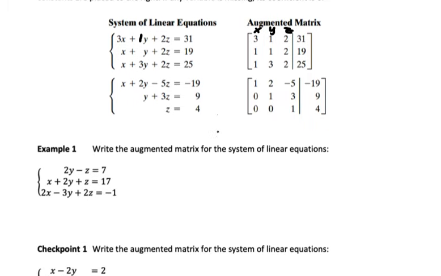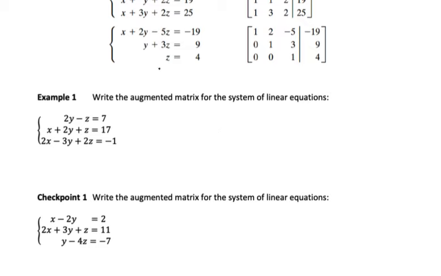So if we're going to write the augmented matrix for the system of linear equations, I'm going to start by drawing my square bracket, and then I'm going to put in the coefficients. For this, there is no x, and so there's going to be a 0 in the first element, the first column in the first row. Then we're going to have 2, negative 1. Then I'm going to draw the vertical line and put 7 on the other side.